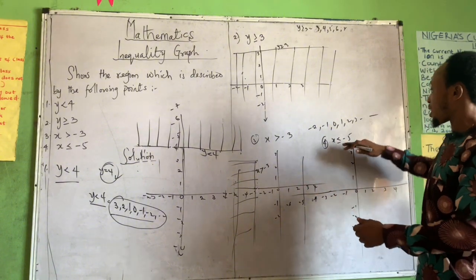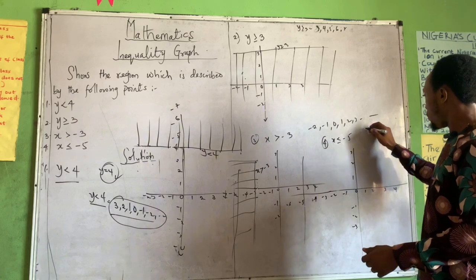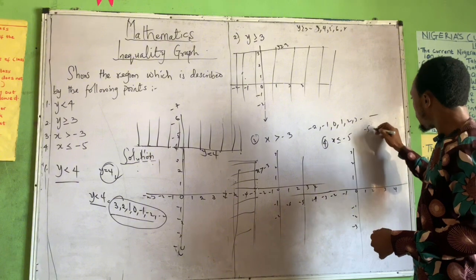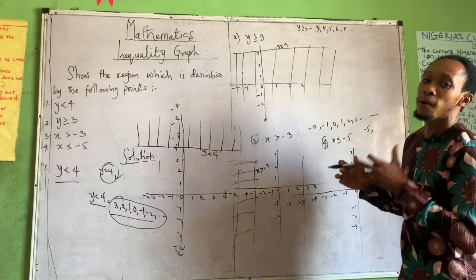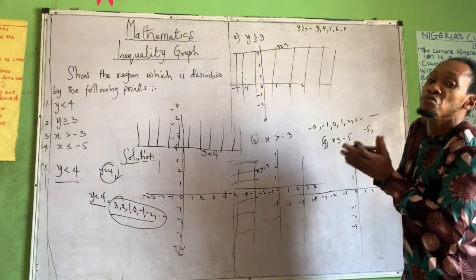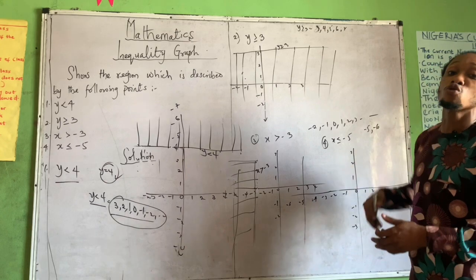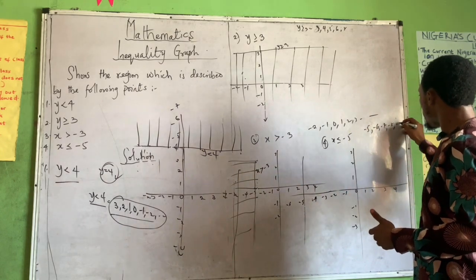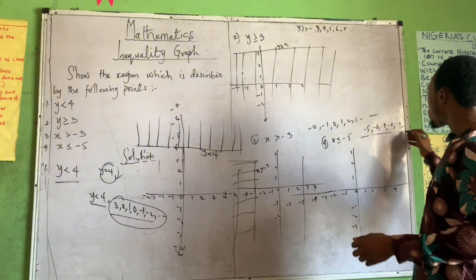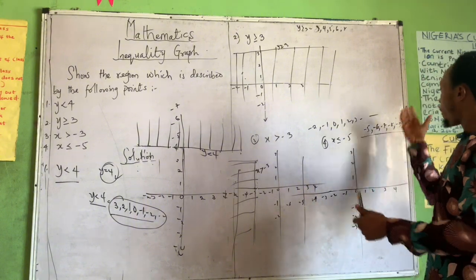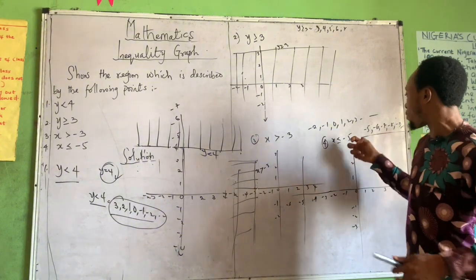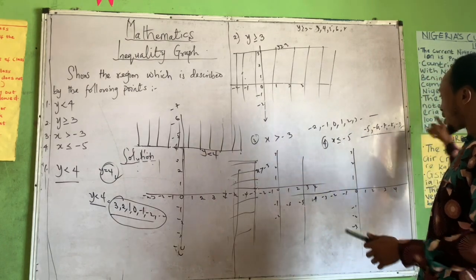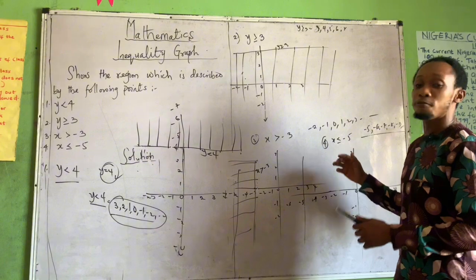What are the values that are less than or equal to minus 5? Minus 5 is equal to minus 5, so it's part of it. Then what are the values that are less than minus 5, that are not up to minus 5? Minus 6 is not up to minus 5, it's lesser than it. Minus 7, minus 8, minus 9, and so on. All these values are less than or equal to minus 5. This is equal to minus 5, and these are not up to it. So those are the values that we require.